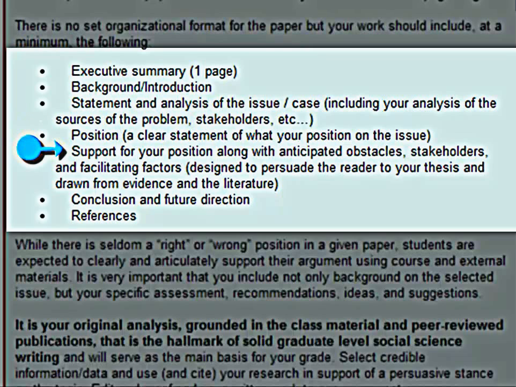The support for your position is the next section, and this is where you must also do some very specific things, like anticipating obstacles, what the stakeholders might do or not do, and any other facilitating factors that you need to put in there that will help to persuade your reader that your point of view is the one that holds the day in terms of the evidence that you have presented. Then comes a final conclusion which hints at what needs to be done in the future in order to effectively address this healthcare issue. And then, of course, a list of your references.